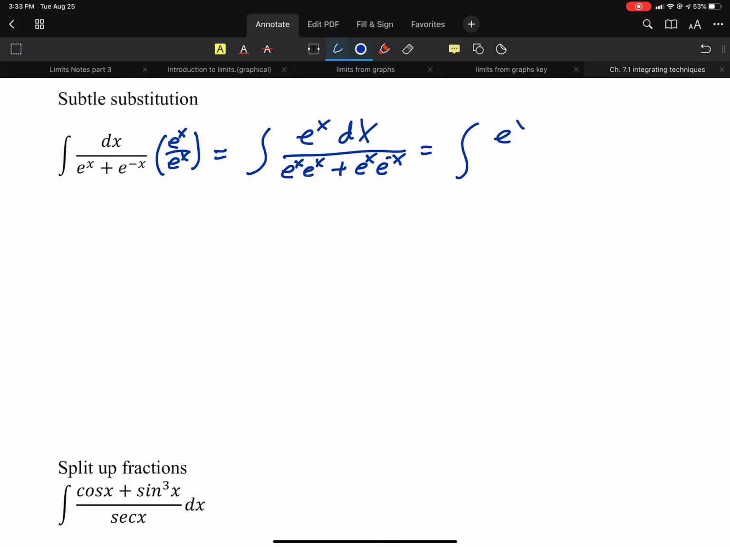The top is very simple. But the bottom, what's e to the x times e to the x? Well, you add the exponents, so it's e to the 2x. And what's e to the x times e to the minus x? You add the exponents, you get 0. Huh. And that simplifies to this.